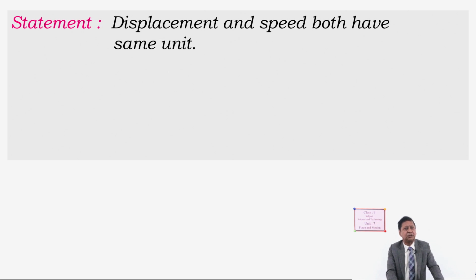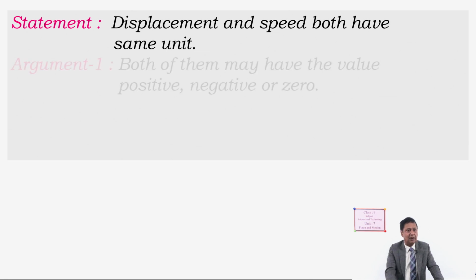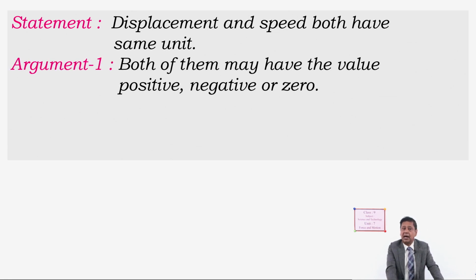Okay, look at this. A statement is given. Displacement and speed both have the same unit. Is this correct? Evaluate yourself. Is this statement correct or not? Now there is another point. Argument 1: both of them have the value positive, negative or 0. Is it correct? They can have negative, positive or 0 value.